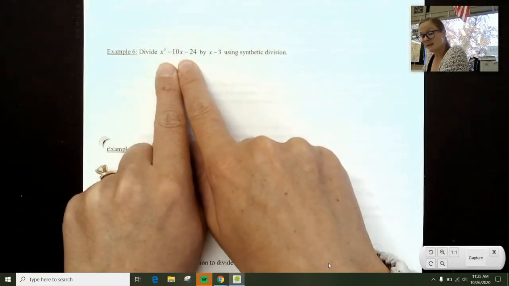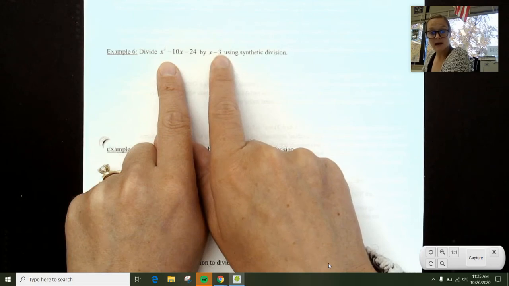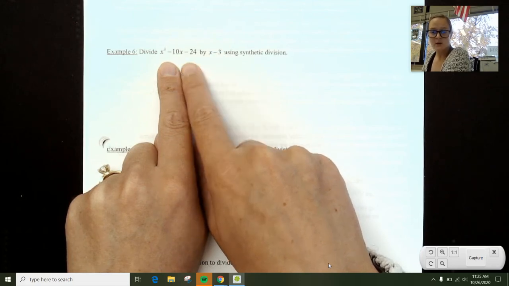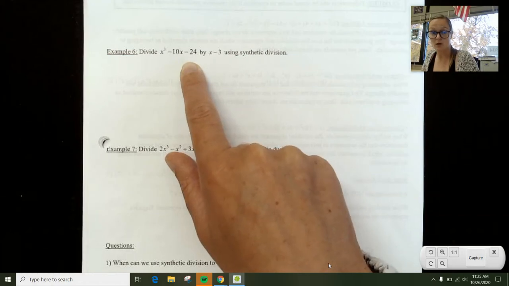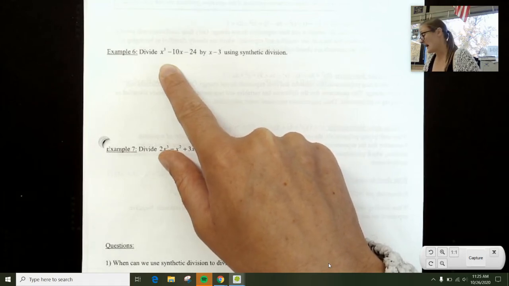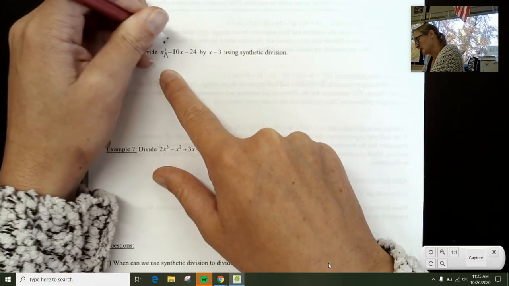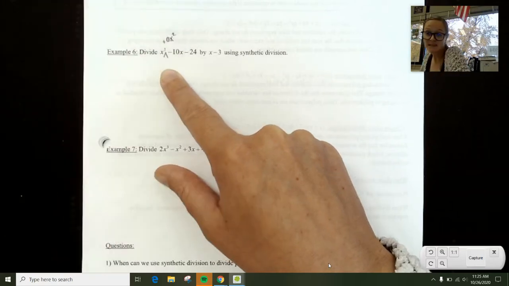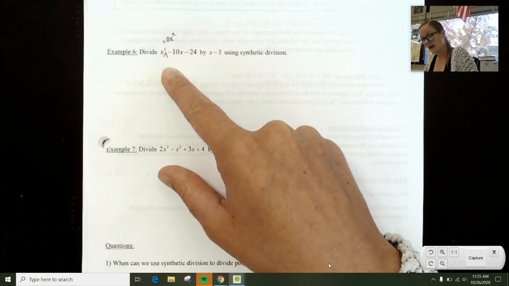So number 6 says x cubed minus 10x minus 24 divided by x minus 3. Now, if you remember from learning polynomial long division, you put placeholders in when you're missing one of the terms in order. So notice here, you're missing the term x squared, so you have to put a placeholder in. So I have x cubed minus 10x. In here, I need to write plus 0x squared. It's missing, so the coefficient is 0. So now I can go ahead and set this up.